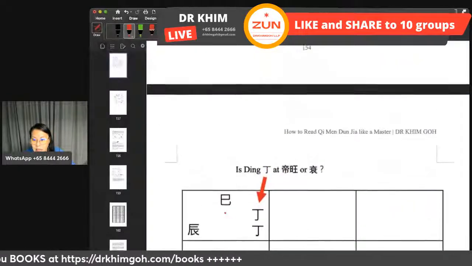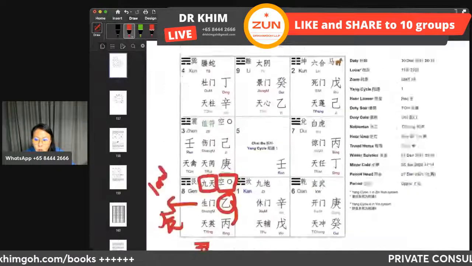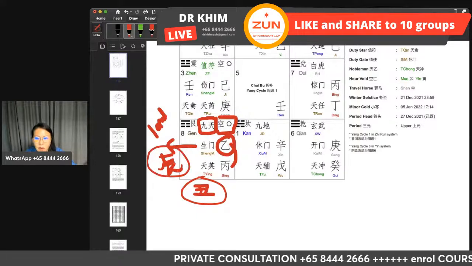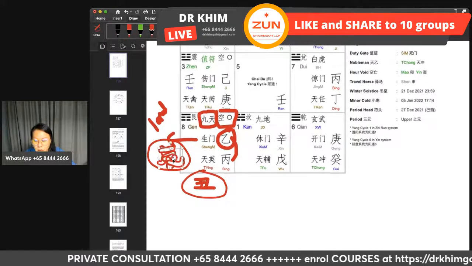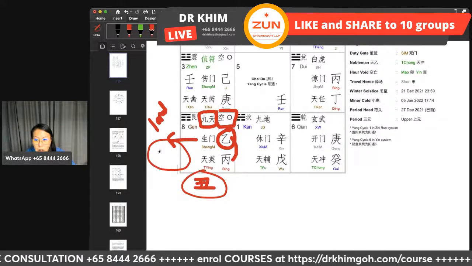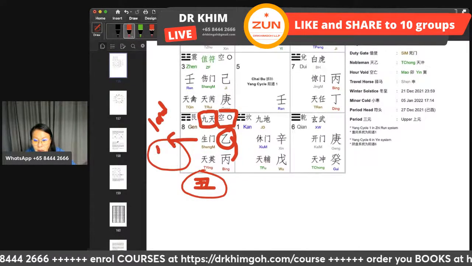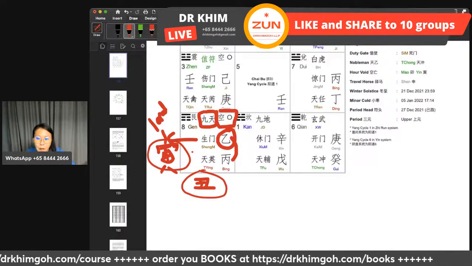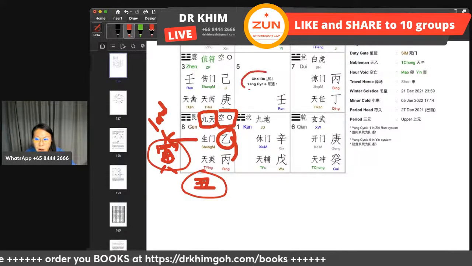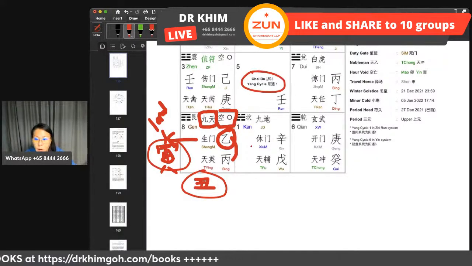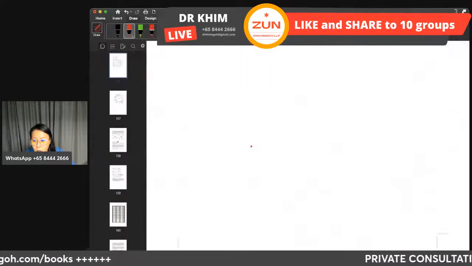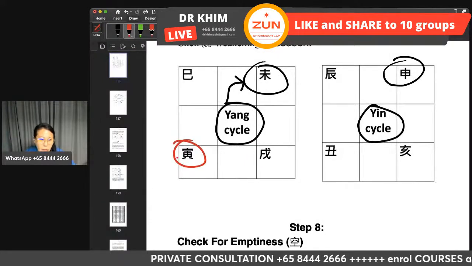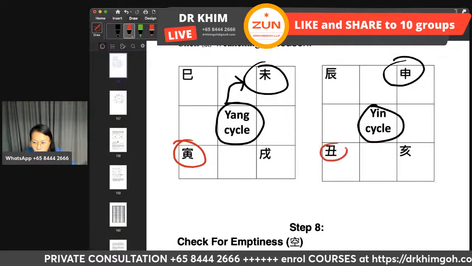You have to look at the Ji. So should I use the Chou or should I use the Chen? Which one should I use? Should I use the Ox or the Tiger to study the condition of the land? Then it depends on the cycle. So I have to scroll down. If it's a Yang cycle, I have to look for the Tiger. If it's a Yin cycle, I have to look for the Ox.